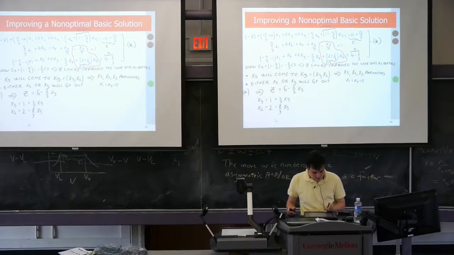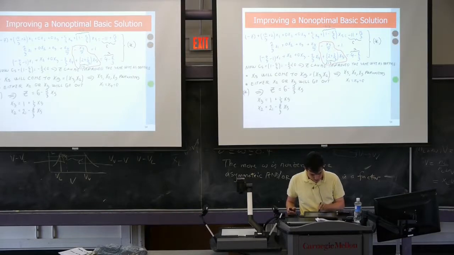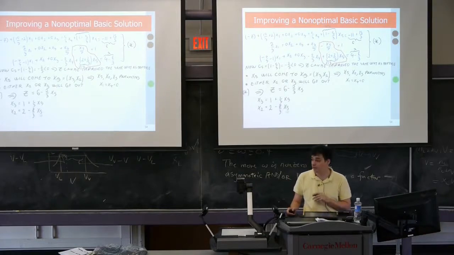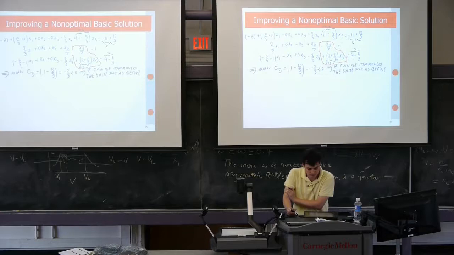Now the value of z will be 6 minus 2 over 3 x5, the value of x3 will be 1 plus 1 over 3 x5, and the value of x2 will be 2 minus 8 over 3 x5. Clear? So we just repeat the same steps that we did before.